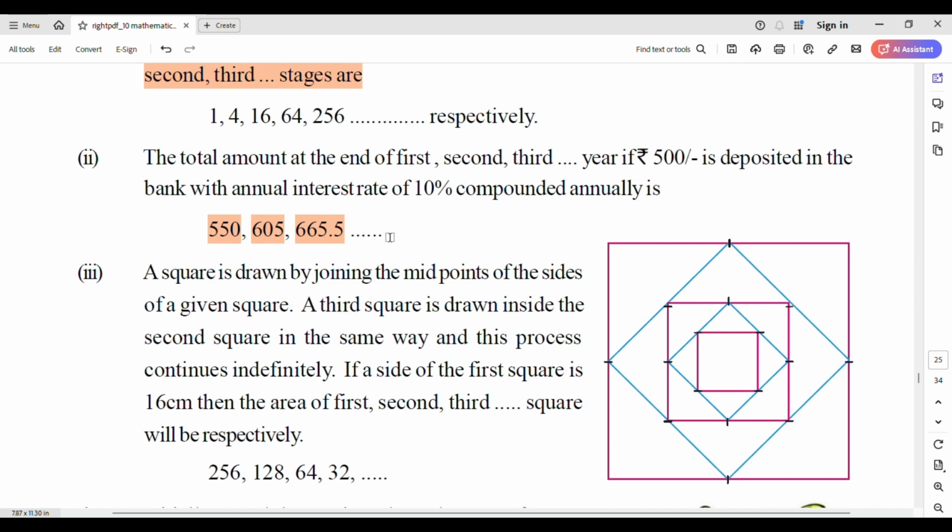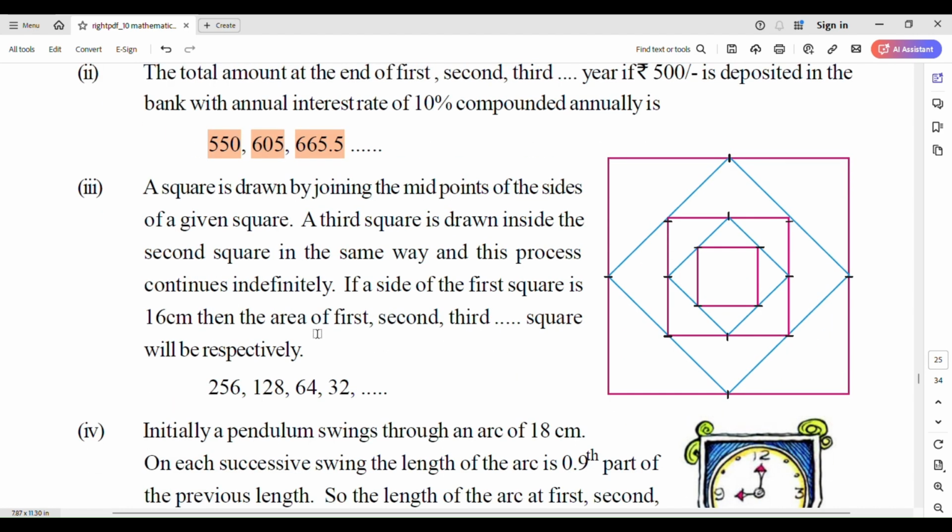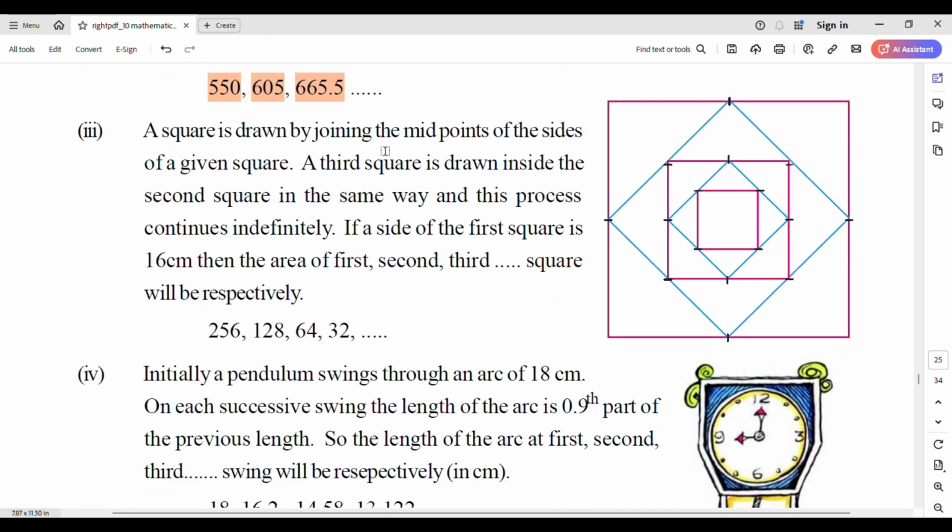So this is also in geometric progression. Okay, now the next one, a square is drawn by joining the midpoints of the sides. This is a square, you took the midpoints and draw another square, then took the midpoints and draw another square. If the first one is 16 centimeters, then the area of the first, second, third, and so on. If this is 16, the area is 16 into 16, which is 256.